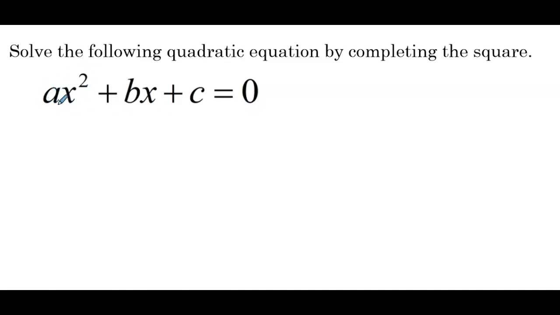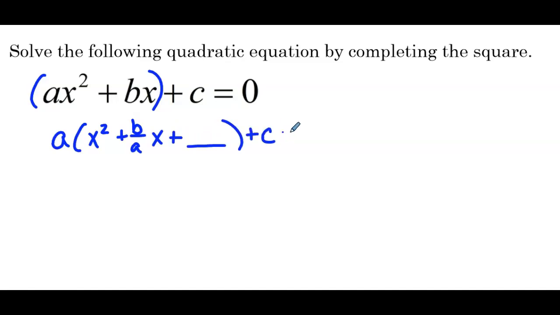The coefficient of x squared was a, the coefficient of x was b, and the constant term was c. So if we're going to complete the square, we're going to start by putting a set of parentheses around ax squared plus bx. Now there's a coefficient of x squared, so we have to factor that out. So then we have a times x squared plus b over a x plus something, plus c minus something, equals 0.